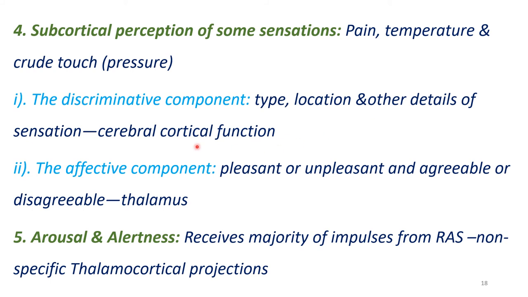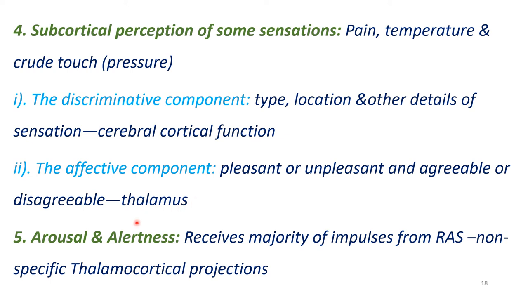This is the role of the cerebral cortex, and most of the sensations are perceived in the cerebral cortex. Now the second component of any sensation is the affective component. Affective component means your capacity to determine whether the sensation is pleasant or unpleasant, agreeable or disagreeable. That is, you like it or you do not like it, or it is good or bad. So now the thalamus comes into the picture. The fine component, like exactly where you feel the touch, will be a thalamocortical function. But whether the touch is good or bad, or you enjoy it or not, this is the function of the thalamus.